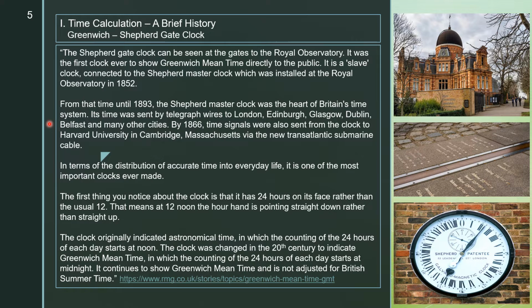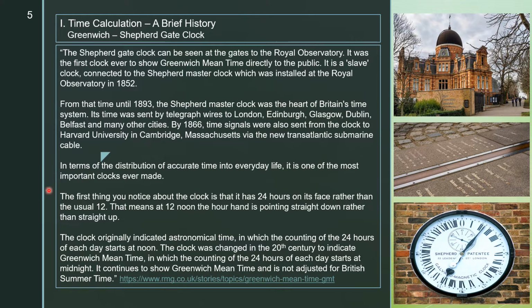By 1866, time signals were also sent from the clock to Harvard University in Cambridge, Massachusetts, via the new transatlantic submarine cable. In terms of the distribution of accurate time into everyday life, it is one of the most important clocks ever made.